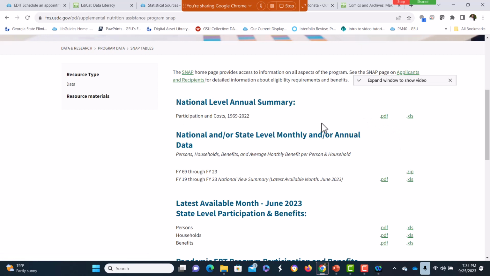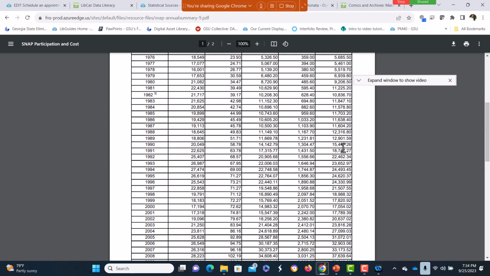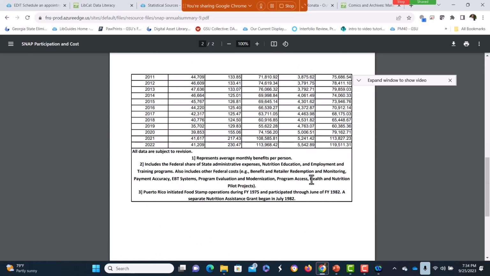And this is giving me numbers in PDF and Excel. So you could download the Excel if you want it. I'm just going to go to the PDF. Okay. This is telling us the total cost of the program. This is in millions of dollars. So whatever this number is to the right, you will multiply by 1 million. So 69, let's go down to 2022. It's the last year. Okay. So this number you multiply by 1 million.